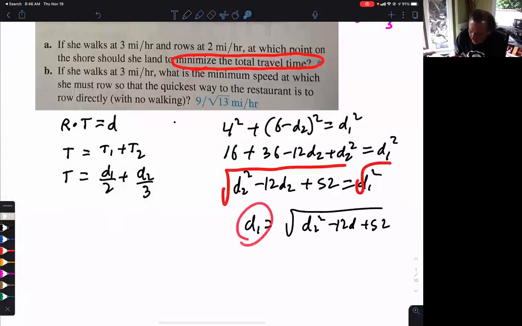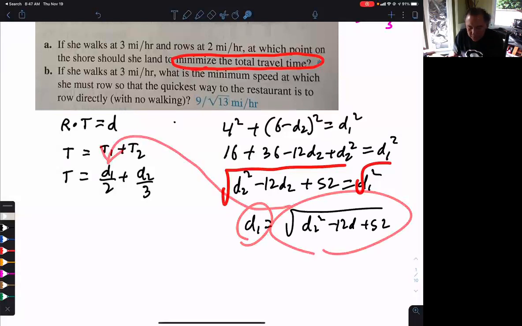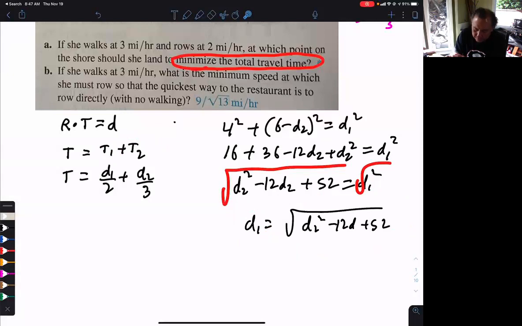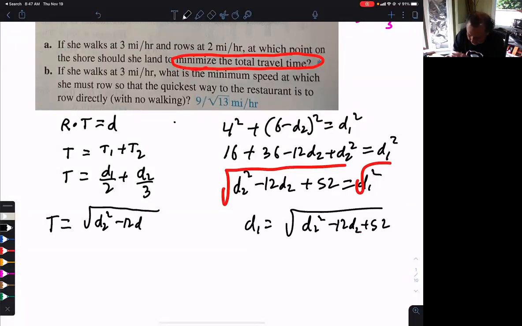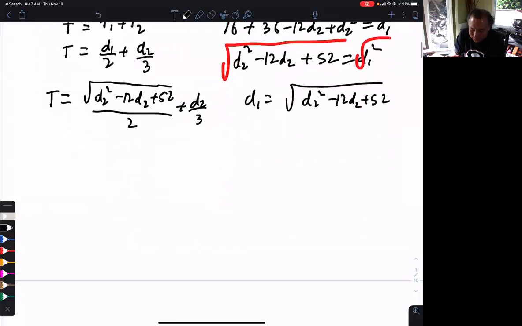So let's do this. I'm going to replace d1 with that. Why would I do that? Because I only want one variable. I don't want two variables. So here we go. T equals the square root of d2 squared minus 12d2 plus 52, over 2, plus d2 over 3. Okay. Wow, that is my formula for time.